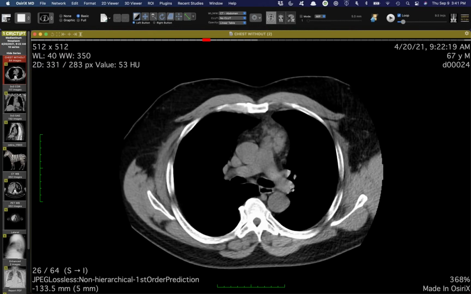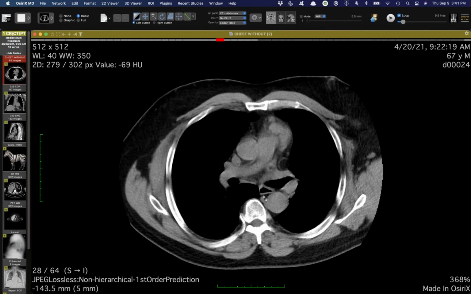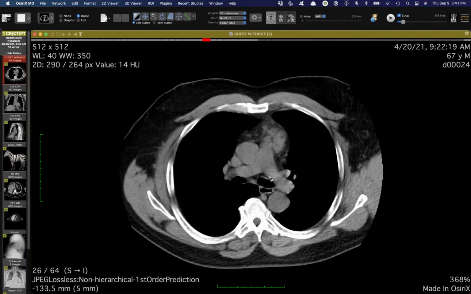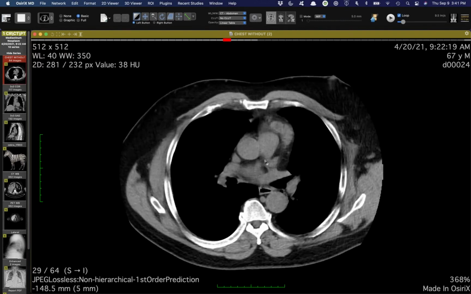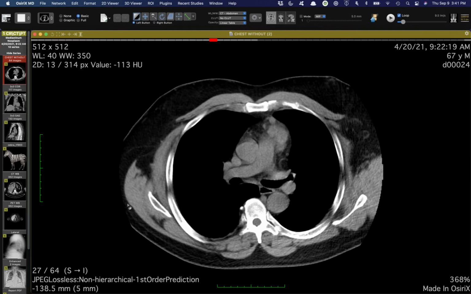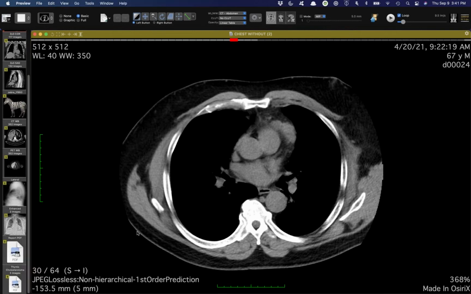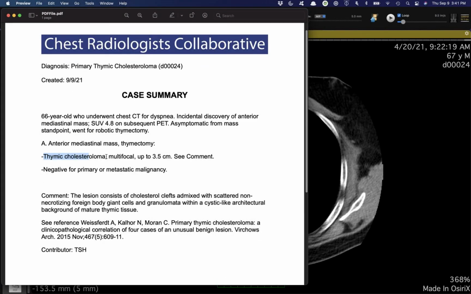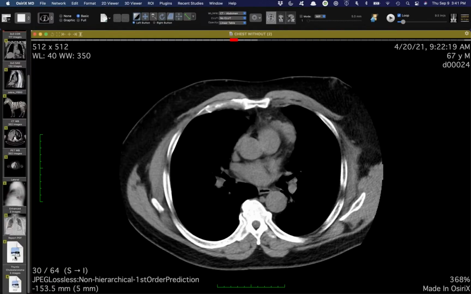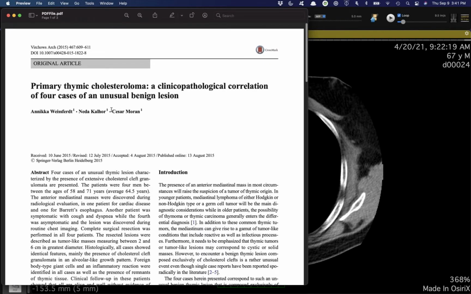Any guesses on really rare things of the thymus? Thymolipoma. I was going to say thymoma arising in a thymolipoma. Ooh. The answer is thymic cholesteroloma, multifocal. No, really, never heard of it. Cholesterol clefts admixed with scattered non-necrotizing foreign body giant cells and granulomata with cystic-like architectural background in mature thymic tissue. Never. And yeah, okay, good, because nobody else had either.